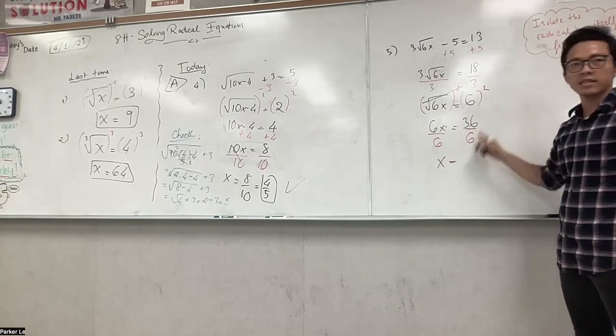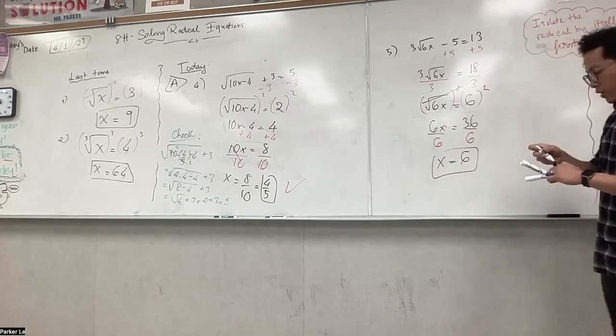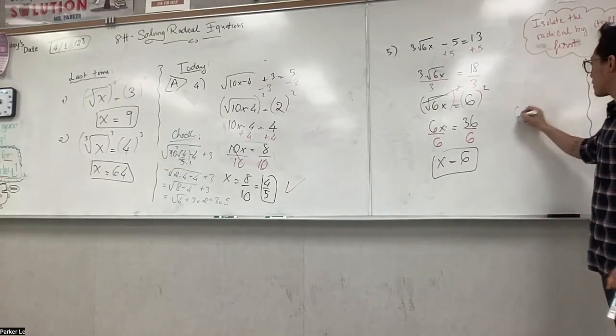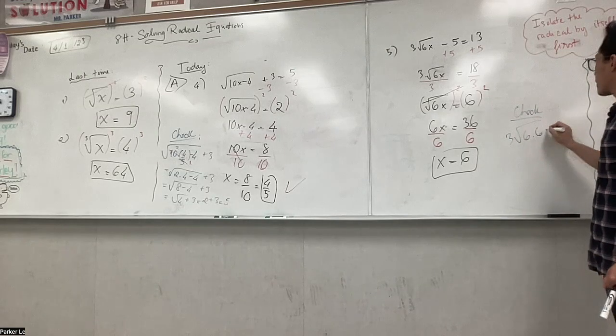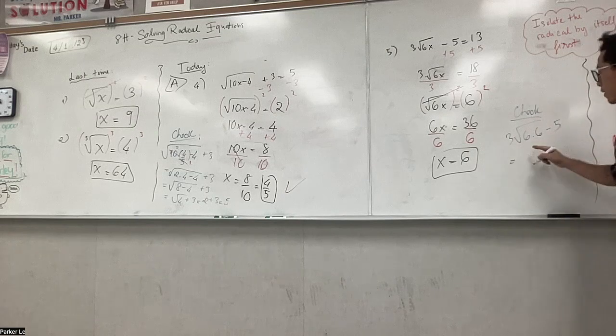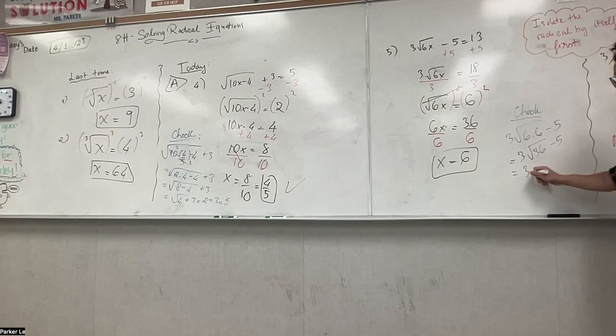I have x. What is 36 divided by 6? 6. Okay, now you're going to check. 6 times 6 is 36. What is square root of 36? 6. So we have 3 times 6 minus 5. What is 3 times 6? 18. 18 minus 5 is 13.